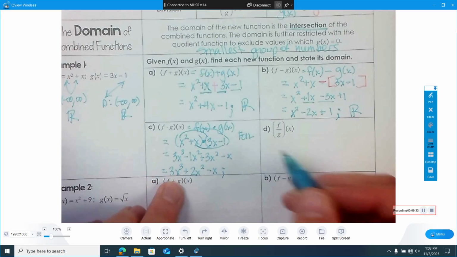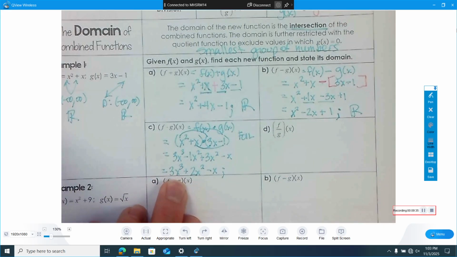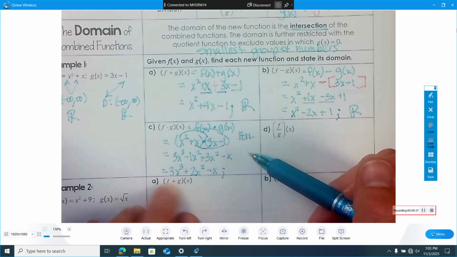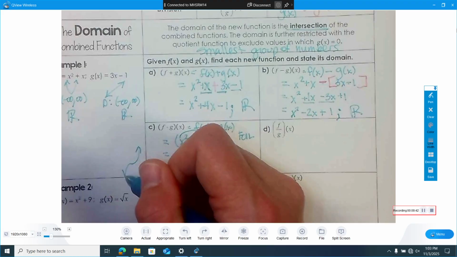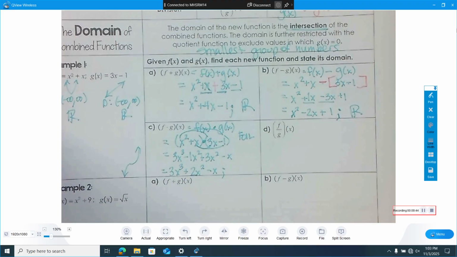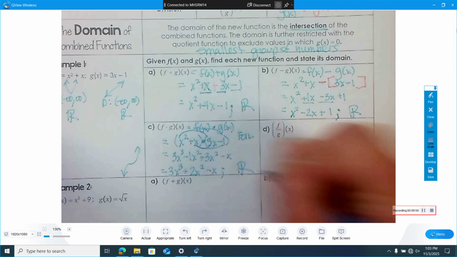Good. And again, we started with all real numbers for everything here. And the same thing here. The shape of this is a cubic, so it looks like this. How far left and how far right does that crazy graph go? Yeah, negative infinity to positive infinity. So this is still just all real numbers for the domain.